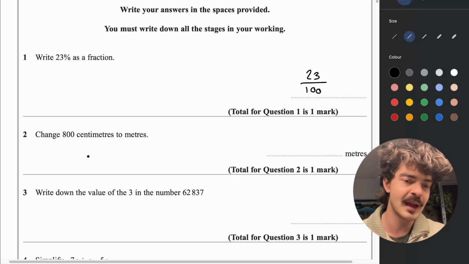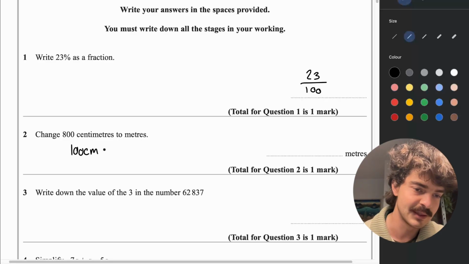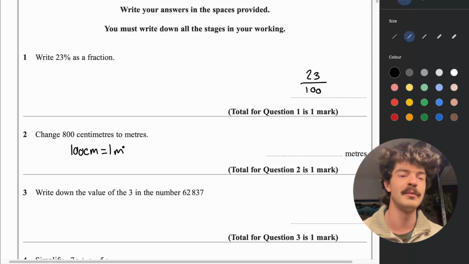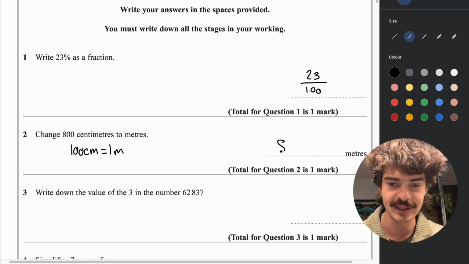Next up, 800 centimeters into meters. Well, 100 centimeters is 1 meter. You might even be able to see a ruler, and it will tell you that. So if we've got 800 centimeters, this is going to be 8 meters.